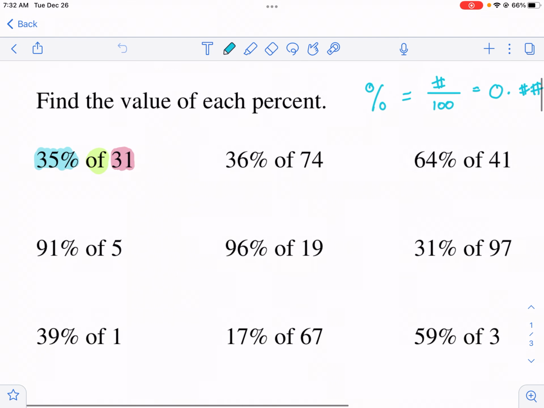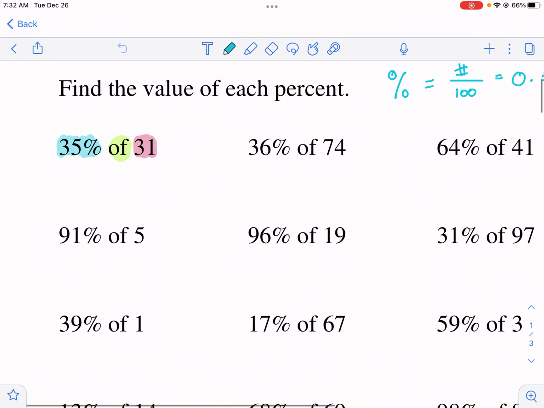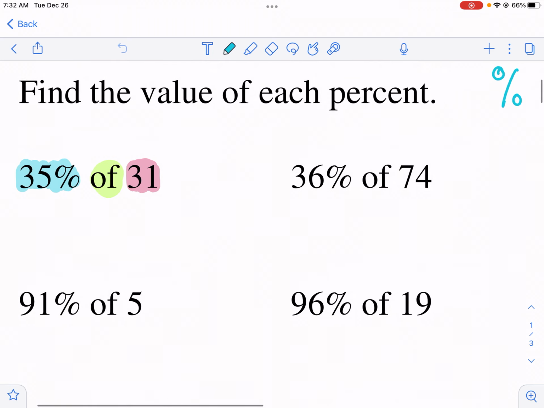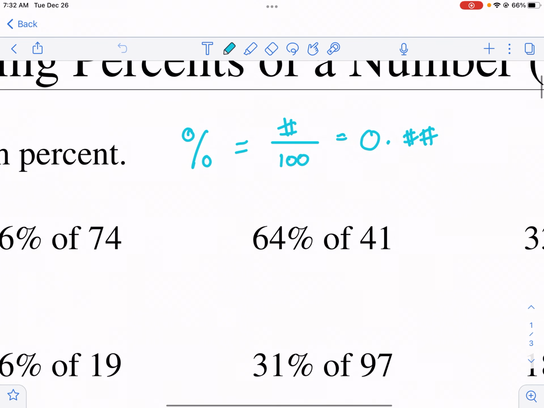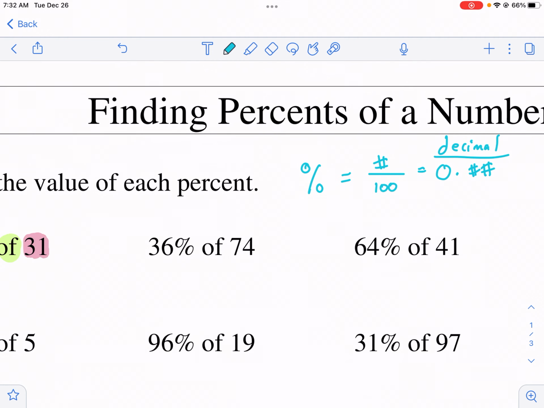So when we're talking about finding the value of each percent, what we're finding is really a translation of a word problem. So 35%. First, let's break down percent. Percent means a number out of 100. So really we can convert that into decimal form, which is what you need in order to do any operations with percents. You want it as a decimal. So this is kind of our target right here.